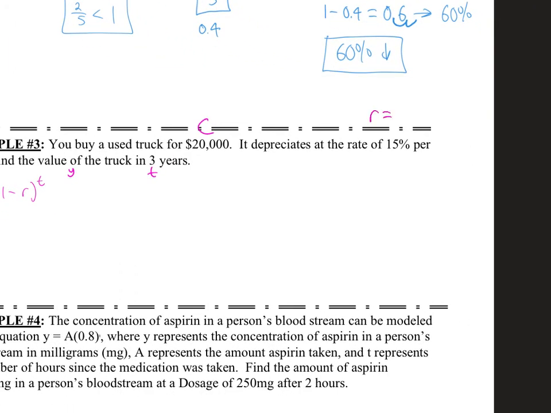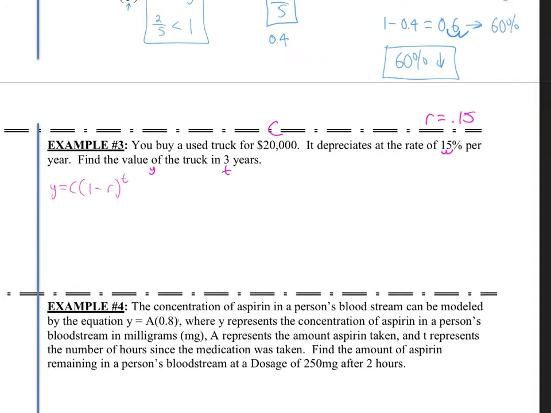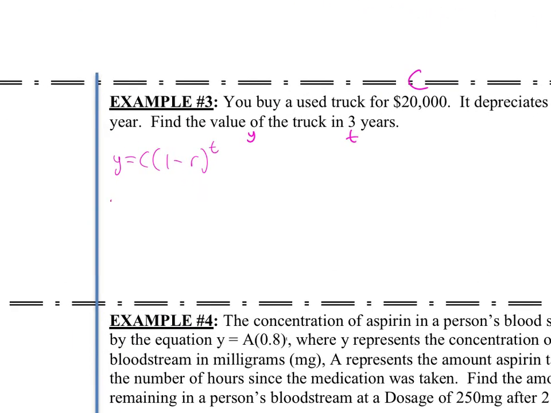and 15%. Plus, 15% as a decimal: move the decimal 2 to the left. It's going to be 0.15. So we're going to plug this in now. So we have y equals 20,000 times (1 minus 0.15) all to the third power, which is going to be equal to y equals 20,000 times 0.85 all to the third.